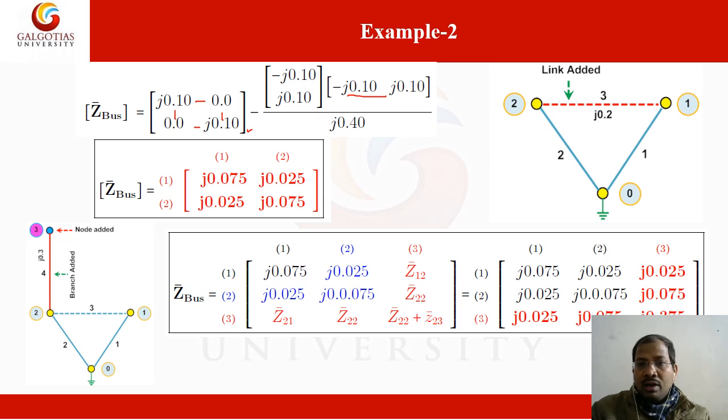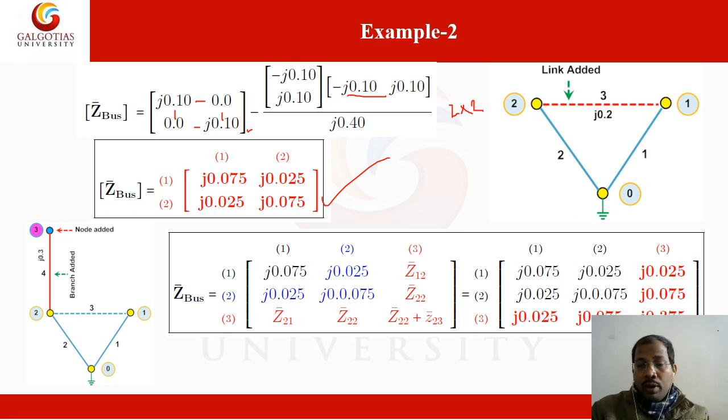So we are getting this value and divide by Z22 plus Z11 plus ZB minus twice Z12. We are getting 0, Z12, so we are getting j0.4. The product gives a 2 by 2 matrix, and we divide by this j0.4 element by element. We are getting this matrix. So after the addition of branches 1, 2, 3, this is the ZBus.